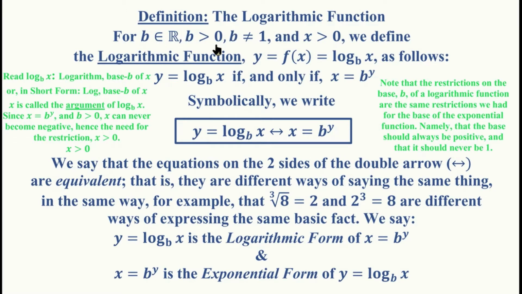We're going to use the same restrictions on the base as we had for the exponential function: the base needs to be a real number that's greater than 0, and it shouldn't be 1. The x values this time should be positive, whereas for the exponential functions, they were all real numbers. We'll find out why when we look at the graphs.